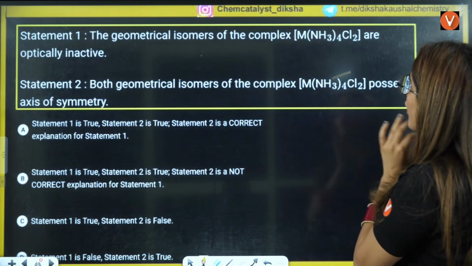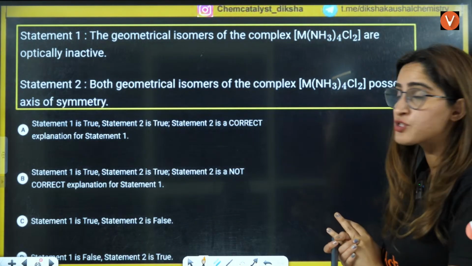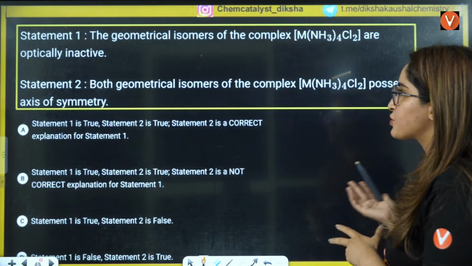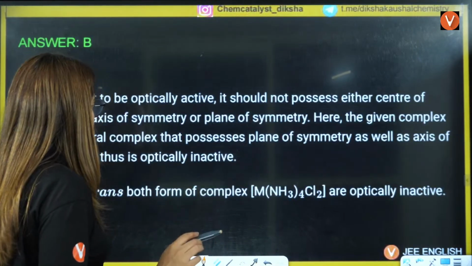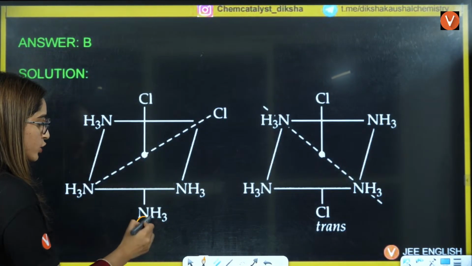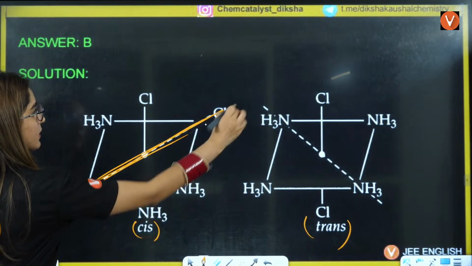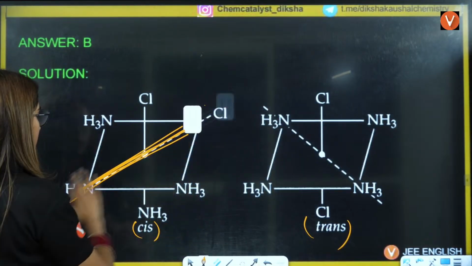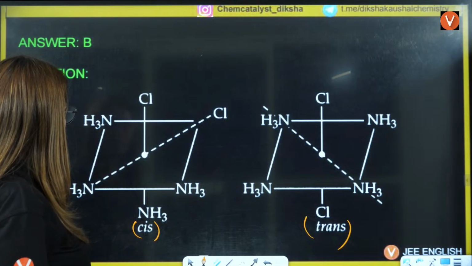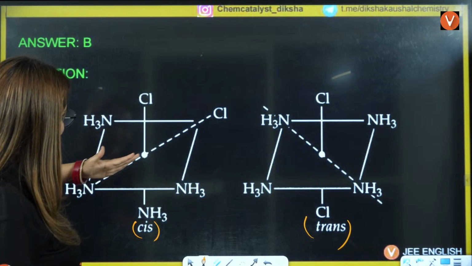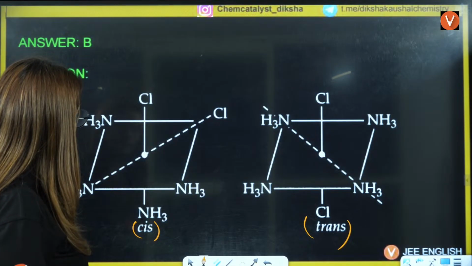the geometrical isomers of the complex given to you are optically inactive. They are saying both geometrical isomers of the complex possess a plane of symmetry. See the geometrical isomers, that means cis and trans. If you see this here, this is going to be cis and this is going to be trans. And in both the cases, you can see a plane of symmetry passing here. Here also you can see, wait a minute, the plane of symmetry that is passing over there, right? You can see the plane of symmetry is passing over this NH3, right?